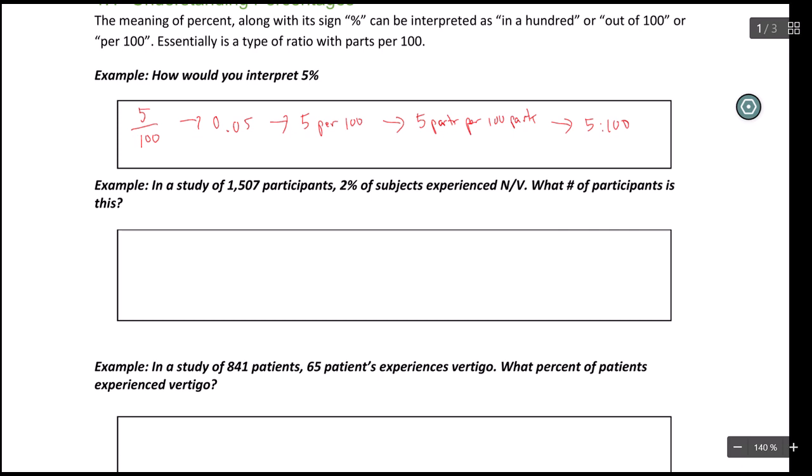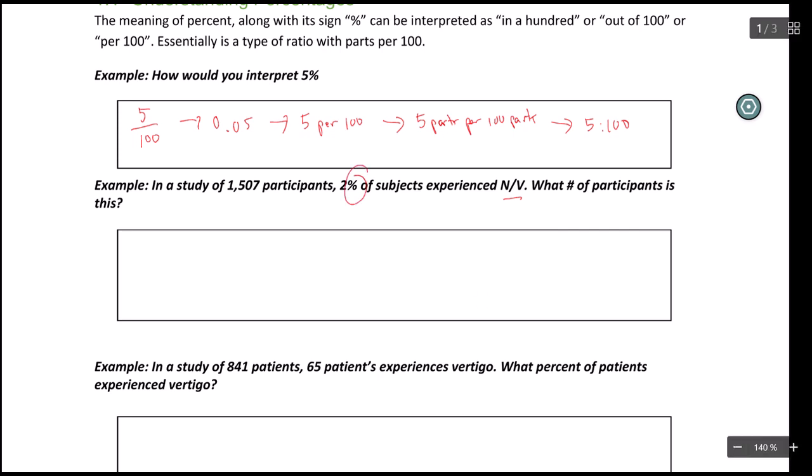So let me give you an example. In a study, you've got 1,507 participants. 2% of the subjects experienced nausea and vomiting. This is nausea and vomiting abbreviated. So what is the number of participants that experience nausea and vomiting? If you read a study and you have a patient who's getting a prescription or something similar, and you know that 2% of the patients got nausea and vomiting, how many people got it?